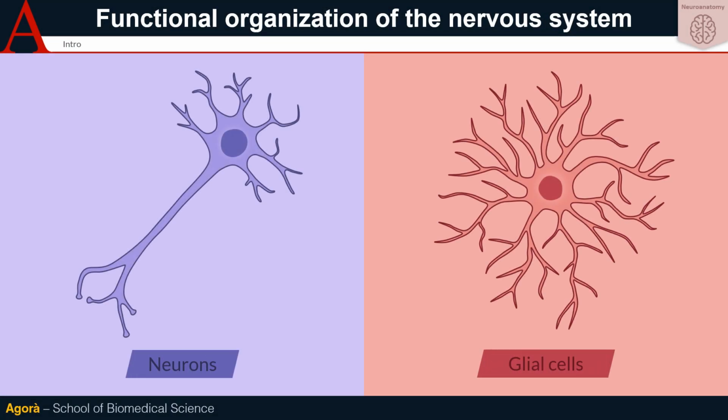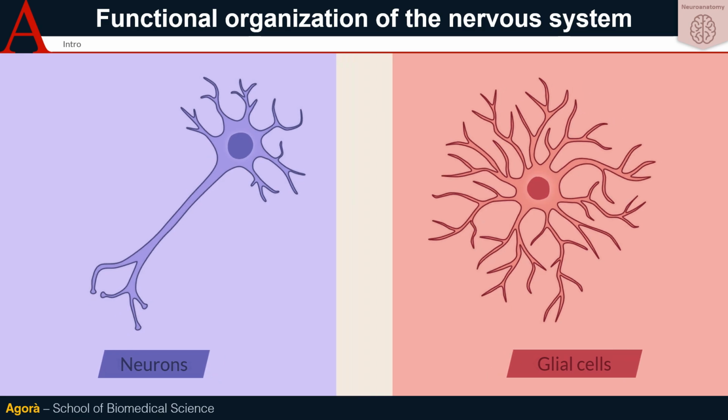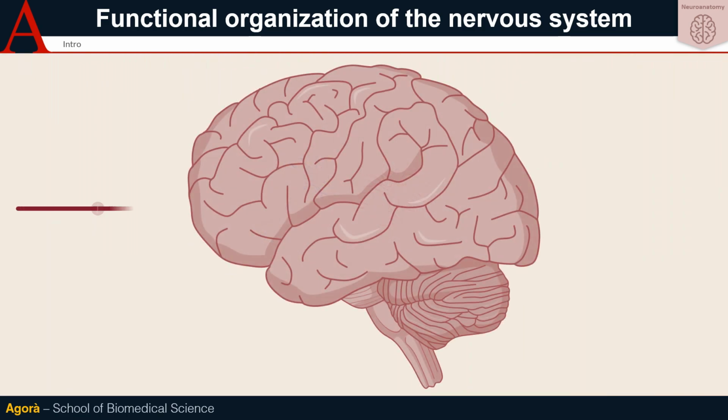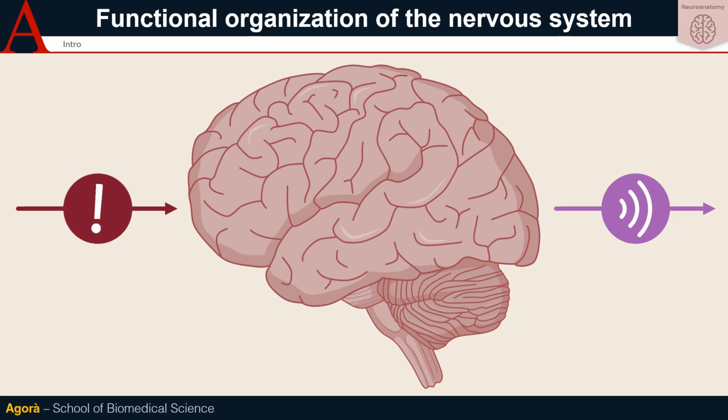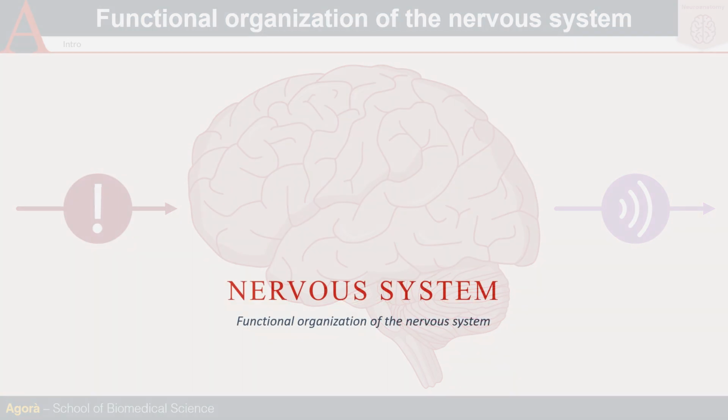Anatomy, nervous system. In the previous videos, we analysed the microscopic aspect of the nervous system. Now let's explore how the structures responsible for receiving information and generating appropriate responses are organised at a macroscopic level.